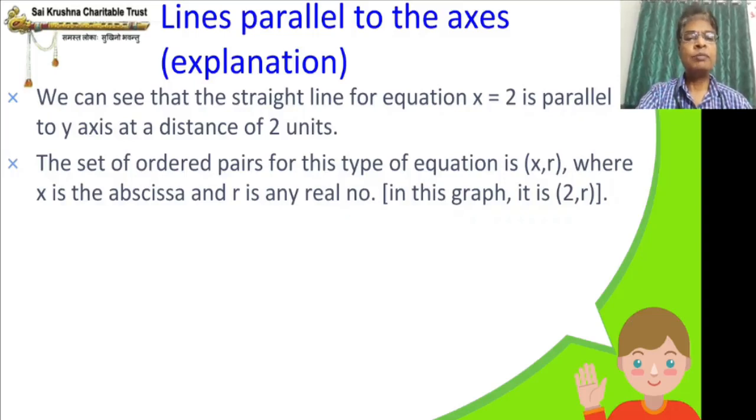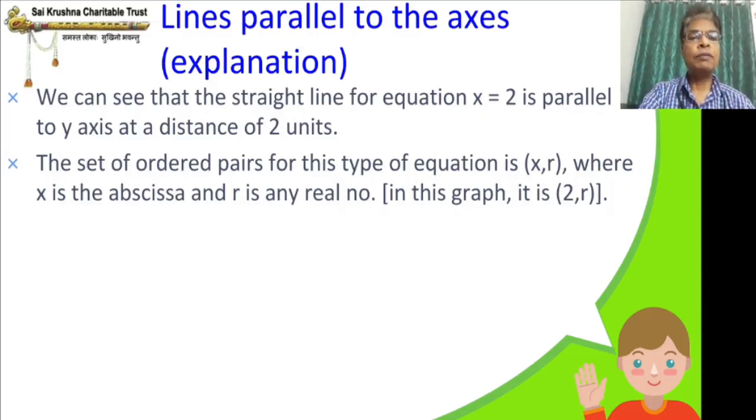Good, you all remember this coordinate geometry, y is the ordinate. Now this type of line, when x equal to 2 is the equation, the set of ordered pairs of this type of equation will always be (2, r), where 2 is the value of x and r is any real number, like we saw (2, 0), (2, 2), (2, 4). We can have (2, -2), (2, -root 3), anything you want. Always it will be parallel to the y axis, and in this it is (2, r).